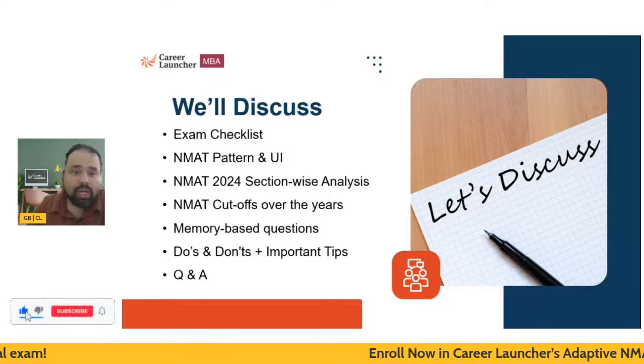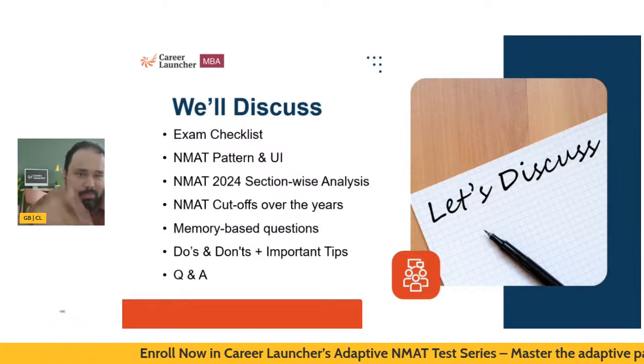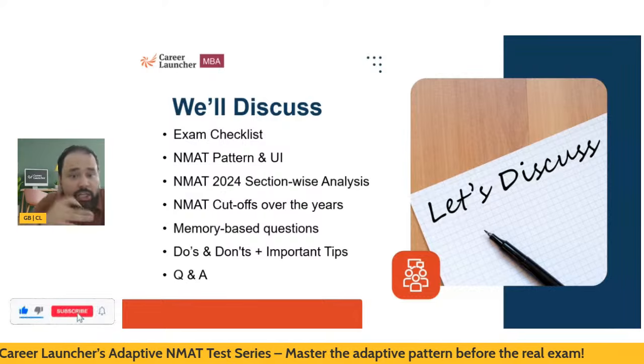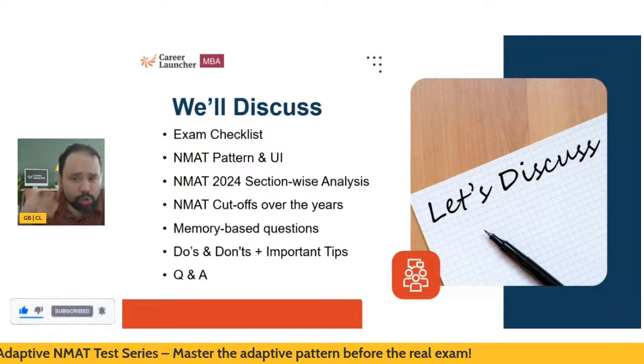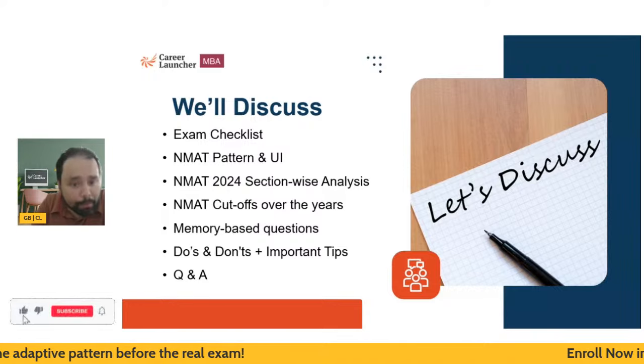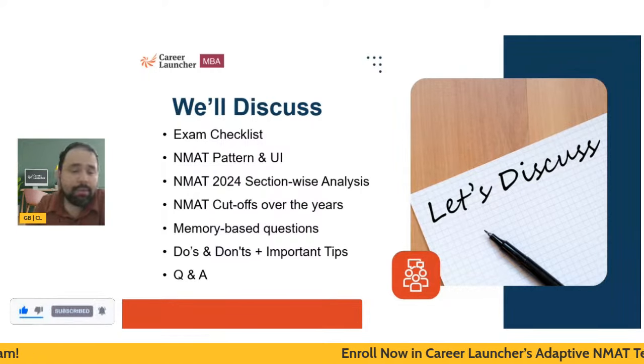The NMAT 2024 section wise analysis: what did the paper throw up last year, and similarly, what can you expect this year? The cutoffs over the years. Last year something different happened. NMAT introduced another part in their stage 2 process called the competency test, because of which the cutoffs fell. Will it happen this year? Won't happen? We've got no idea.